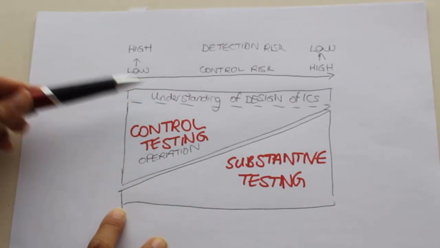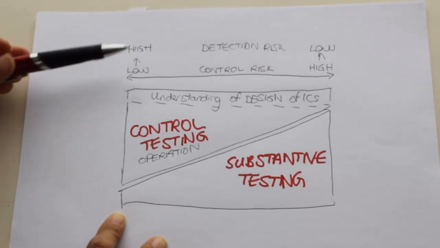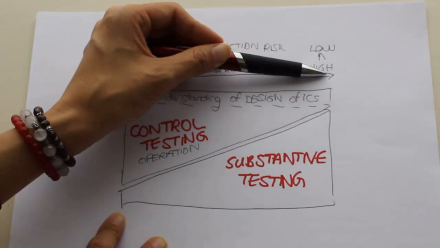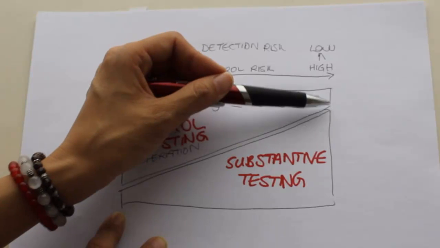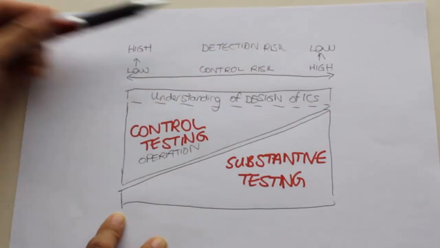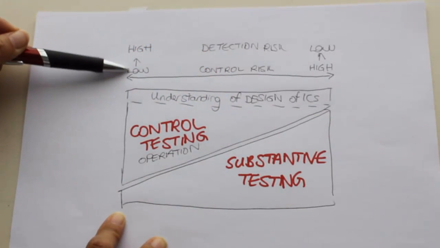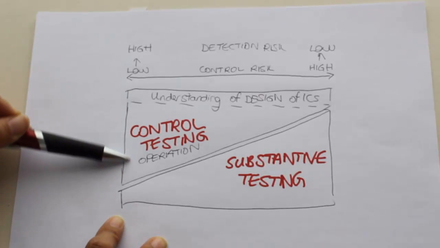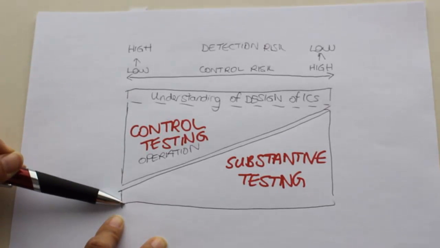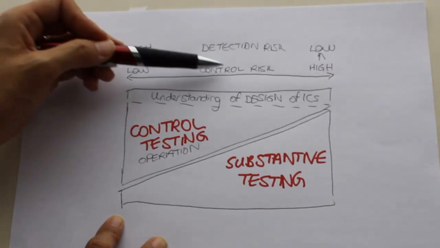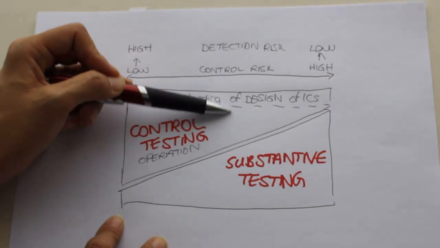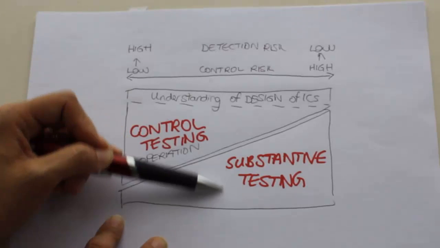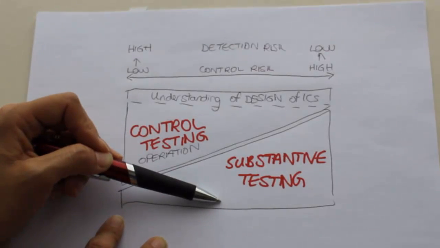So this diagram will hopefully explain why in a high control risk situation we don't do much testing of controls, we do mostly substantive testing, and why in a low control risk situation we're going to do mostly control testing and some substantive testing. Of course, if we're in the middle, I'm going to test some internal controls and do substantive testing as well.